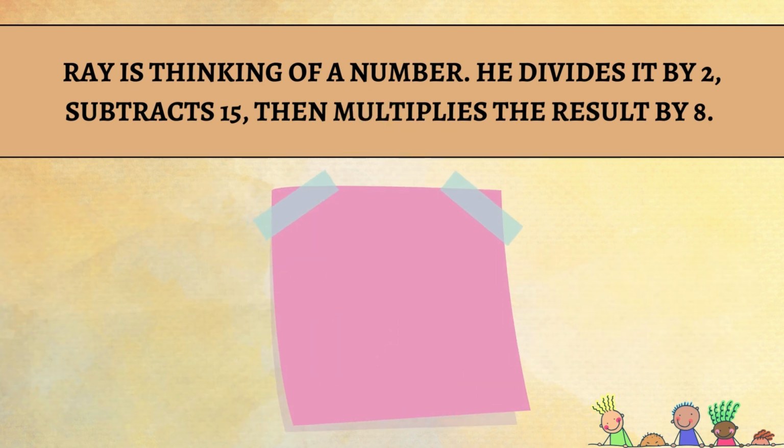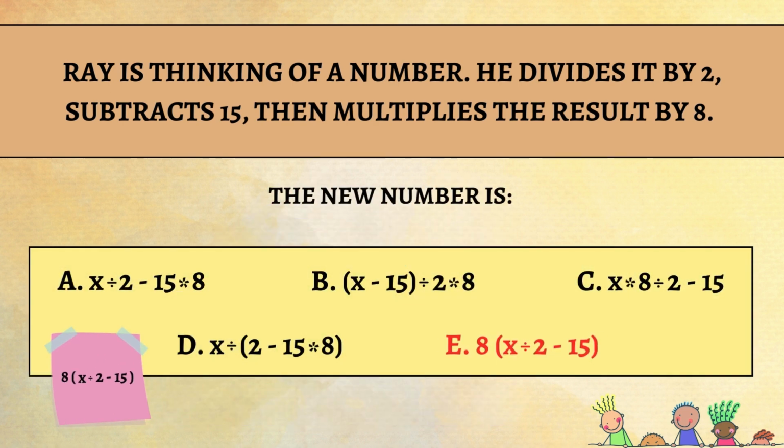Let's write it out. Ray is thinking of a number. Let that number be x. He divides it by 2. Okay, x divided by 2. Then he subtracts 15. So x divided by 2 minus 15. Then multiplies the result by 8. So we need to take all of that, put it in parentheses, and multiply the whole thing by 8. And the choice that best matches our answer is choice E. Sweet!